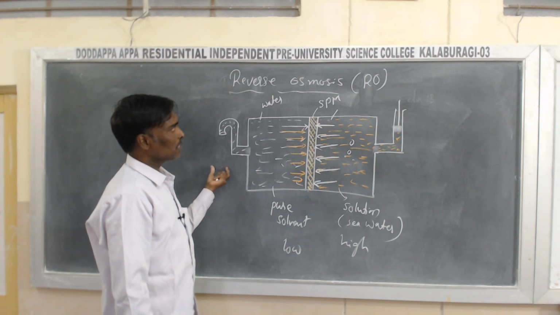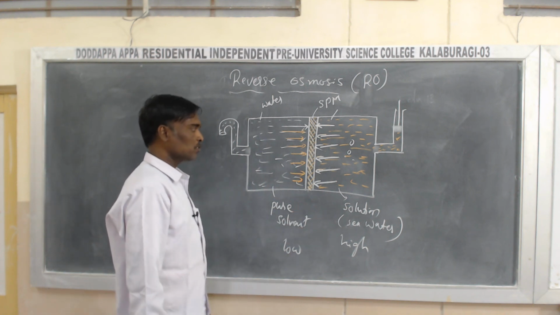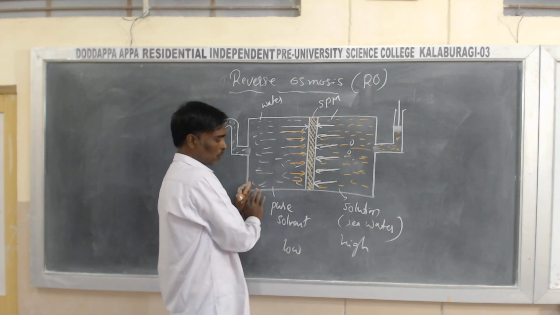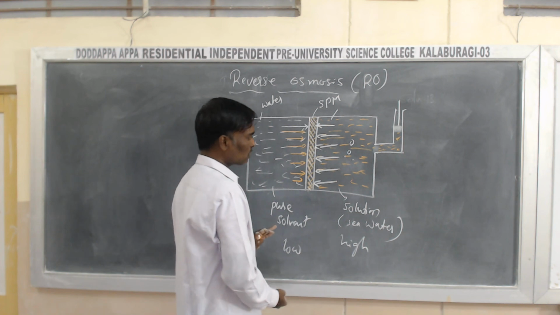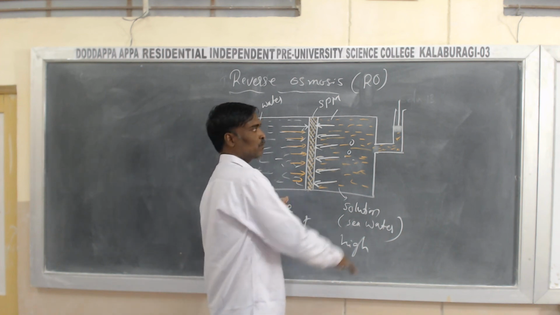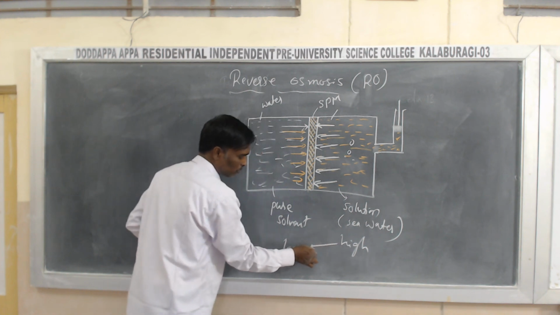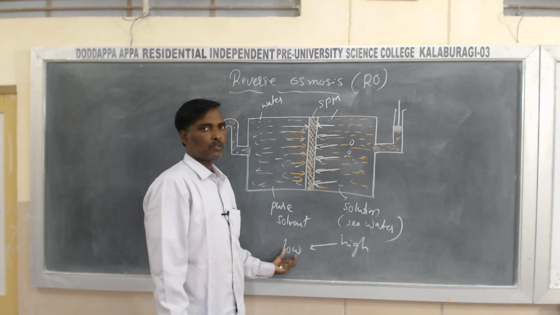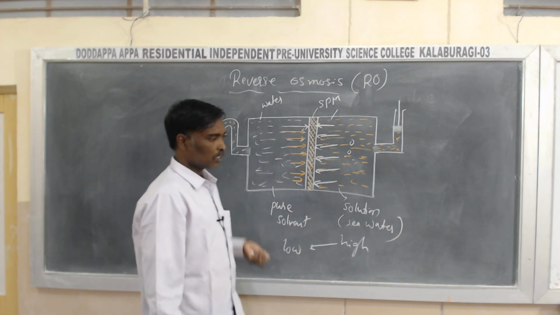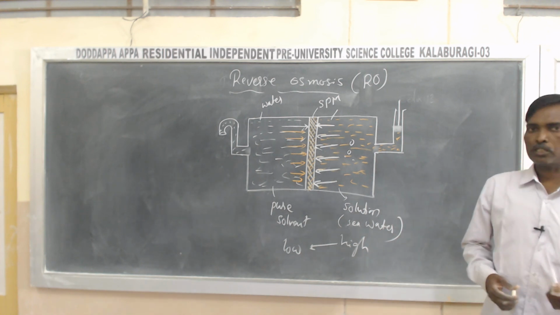So it is exactly the reverse of how osmosis takes place. In osmosis, the movement of solvent takes place from low to high, whereas in reverse osmosis the process is reversed by increasing the pressure on the solution. The movement of the solvent molecules takes place from high concentrated to low concentrated. With that, you can get the pure water. So this is about the reverse osmosis.